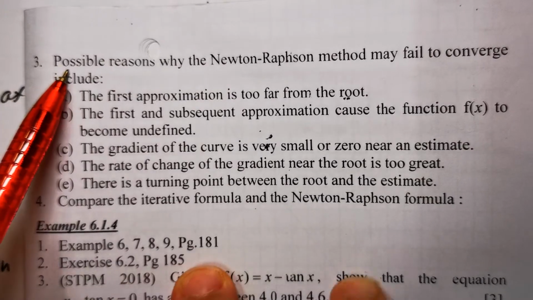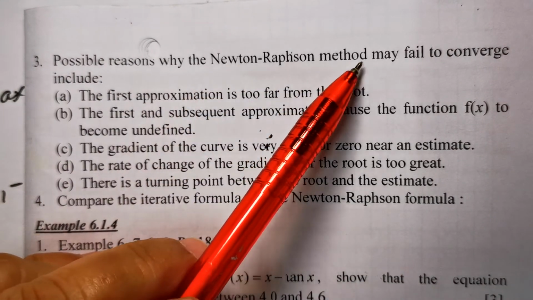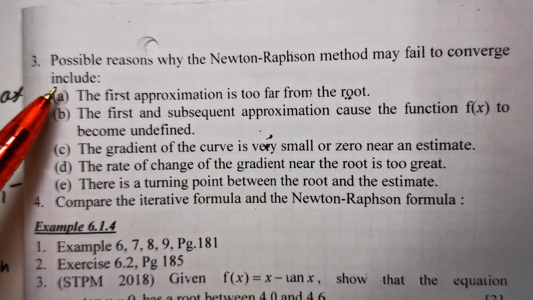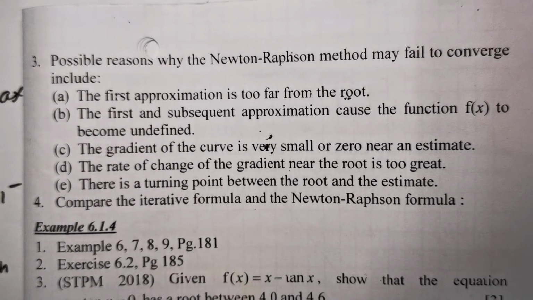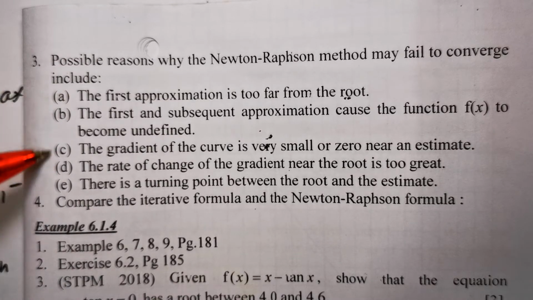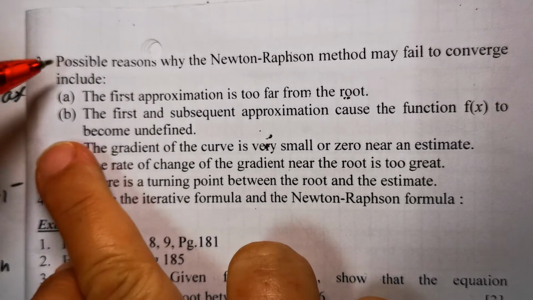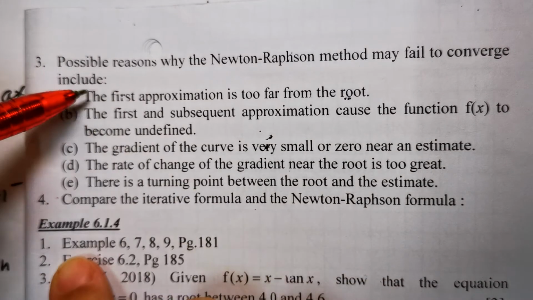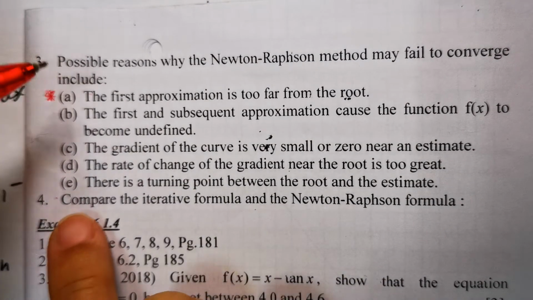Next, possible reasons why the Newton-Raphson method may fail to converge. Converge means to get a series of approximation values of x which are closer and closer to the actual root. We have written all five here, but remember the most important are this one and this one.